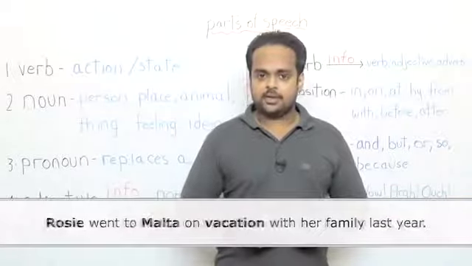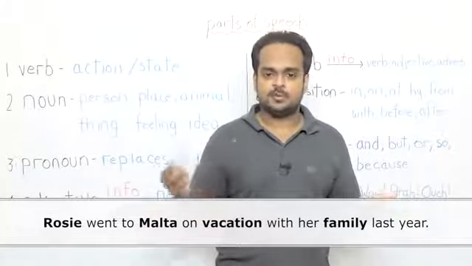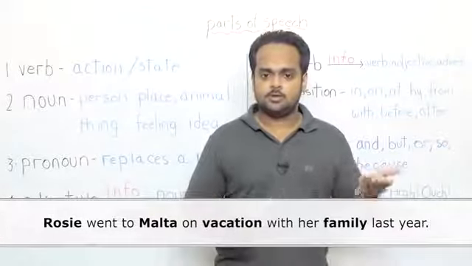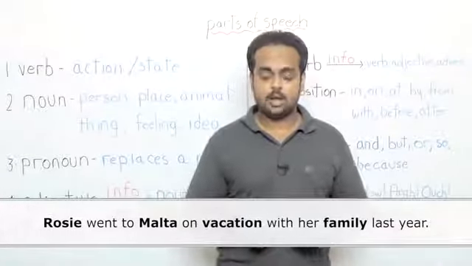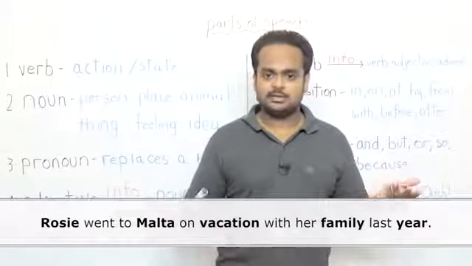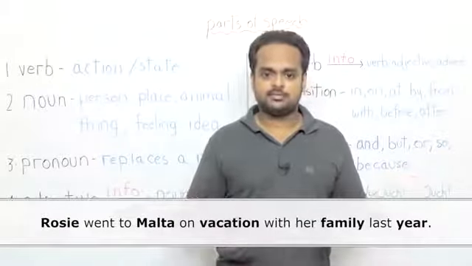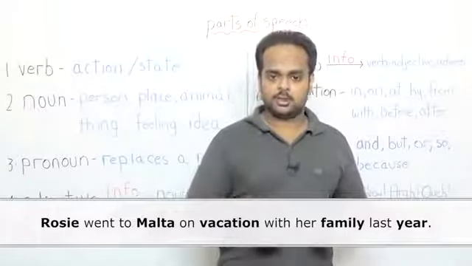And the noun after that is family. What's a family? A family is a group of people who are related. Mothers, fathers, sons, daughters, brothers, sisters, etc. And the last noun in the sentence is year. A year is just 365 days, or the time that it takes the earth to go around the sun.